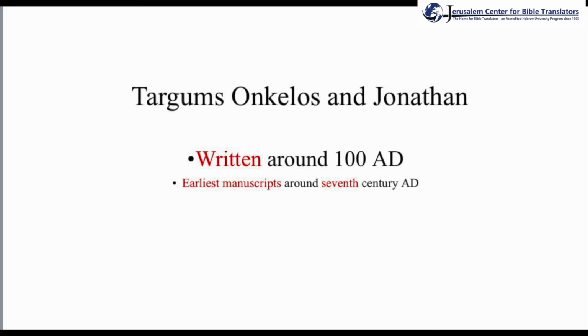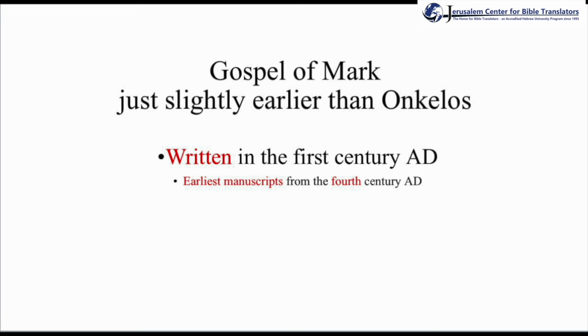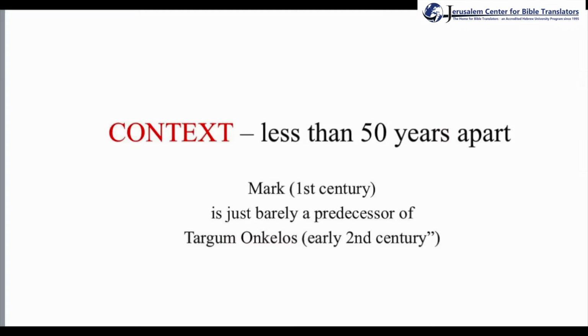Now, the word originally indicated a translation of the Old Testament into any language, but later came to refer specifically to an Aramaic translation, such as the Targum Onkelos and Targum Jonathan, both written around 100 AD, but the earliest manuscripts are from some 600-700 years later in the 7th century AD, whereas the Gospel of Mark, just slightly earlier than Onkelos, was written in the 1st century, and the earliest manuscripts are from the 4th century. Context: they're less than 50 years apart. Mark in the 1st century, just barely a predecessor of Targum Onkelos in the early 2nd century.